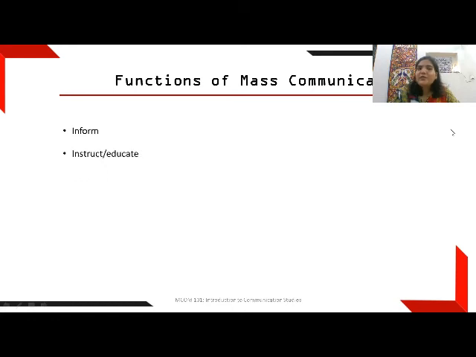Next thing is to instruct and educate. It also helps in educating the masses about different things. A case in point can be the latest COVID-19 situation, where media has been used to educate people, to educate us that we have to wear masks when going out, how the transmission happens, and that we have to do social distancing outside. If there were no media, it would be very difficult to educate people about this.